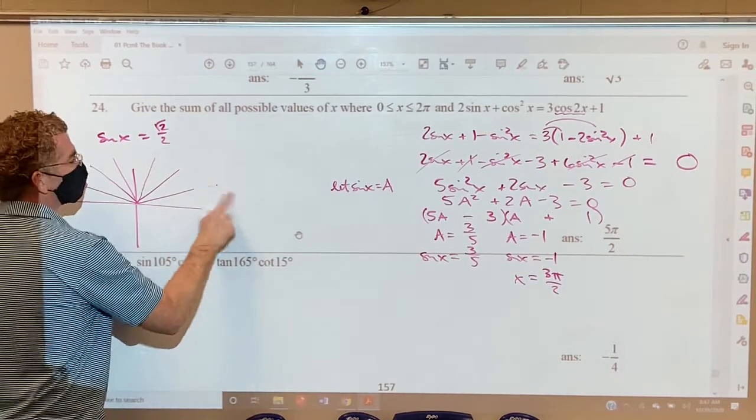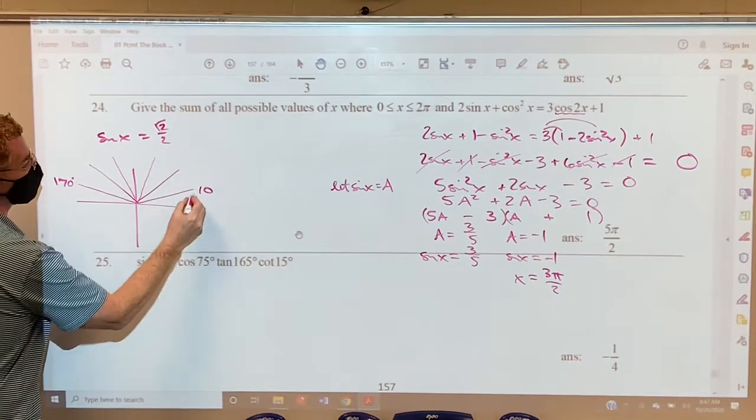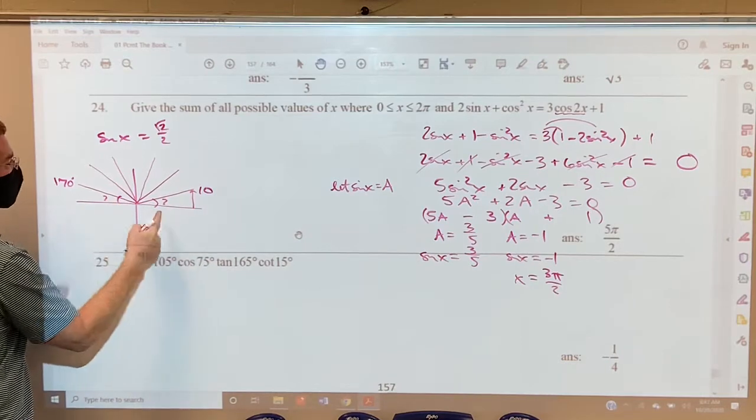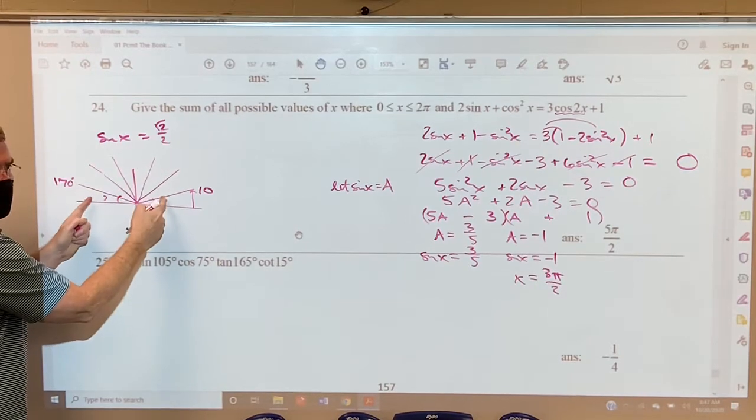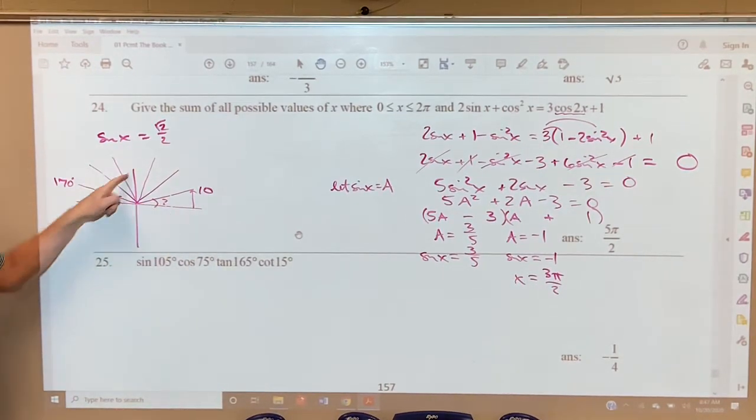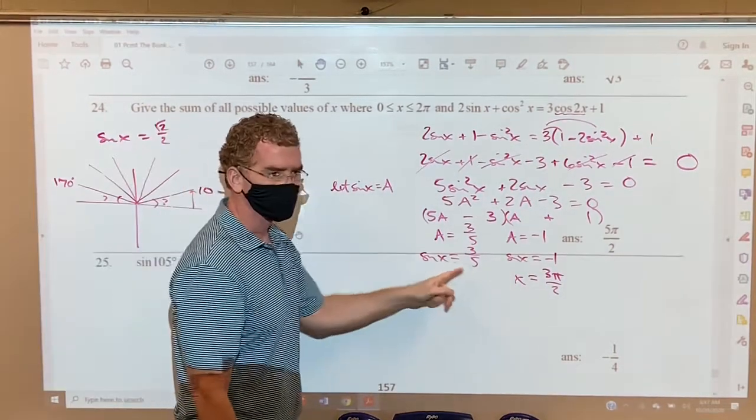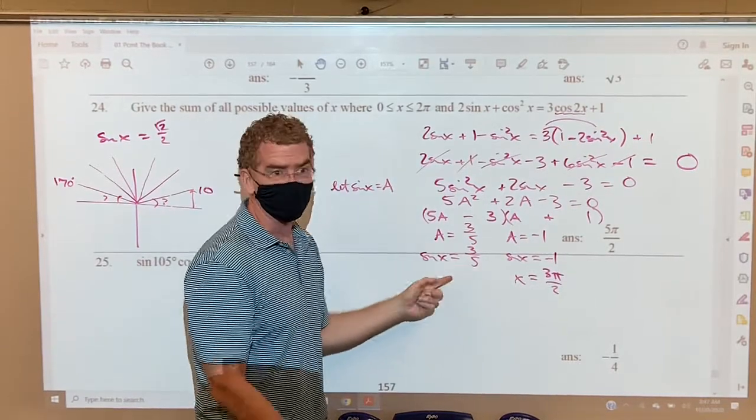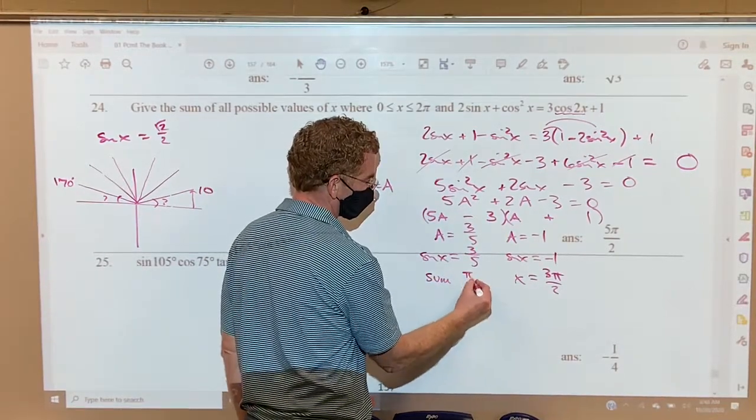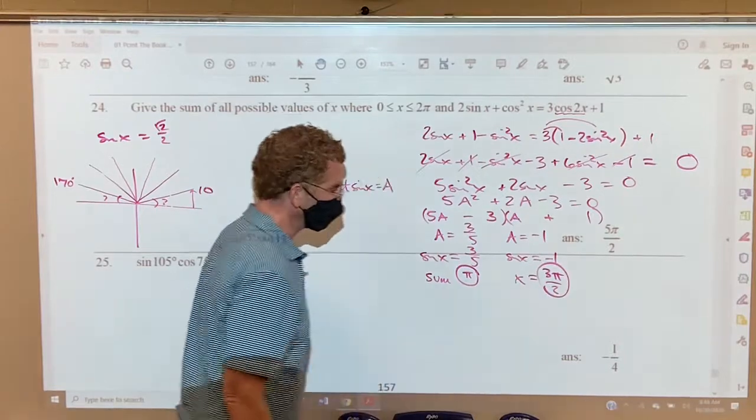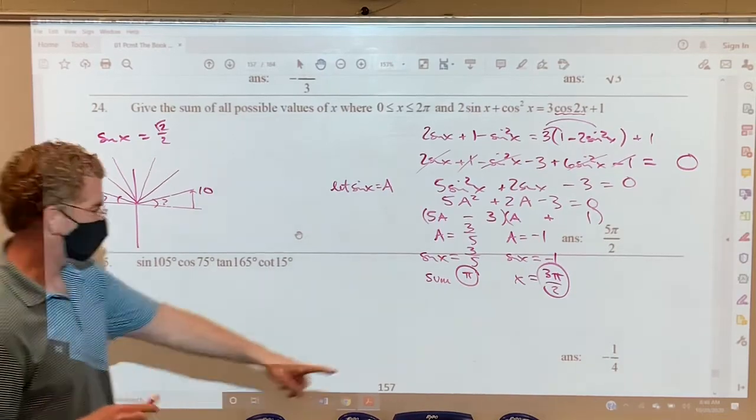What do you think is going to happen if it's 10 degrees and 170 degrees? I'm not going to know what this angle is, but what do you know about if it's that? What do you know about these two angles? They always add to 180, because 10 and that are supplements of each other. They always add to 180. So this is always going to add to 180, or in this case, pi. So the sum of my answers here is pi, and if that also works, I add them together and I get 5 pi over 2.